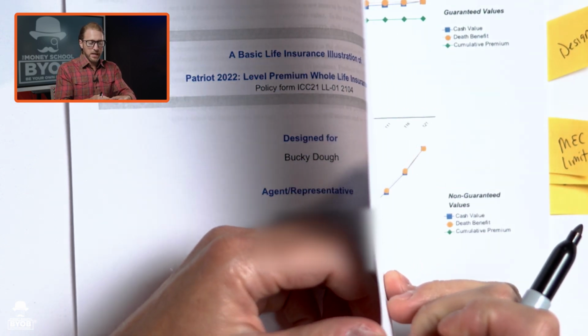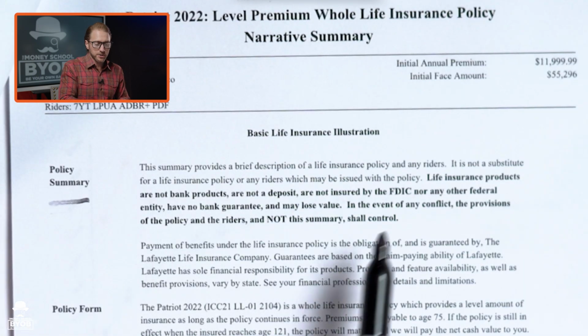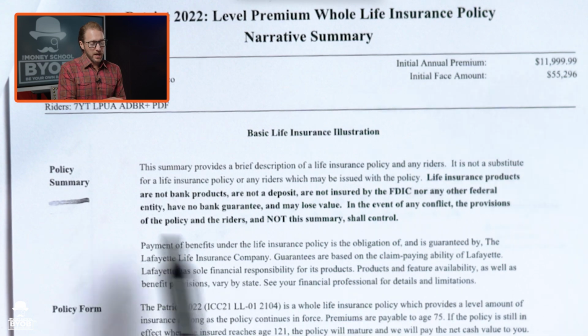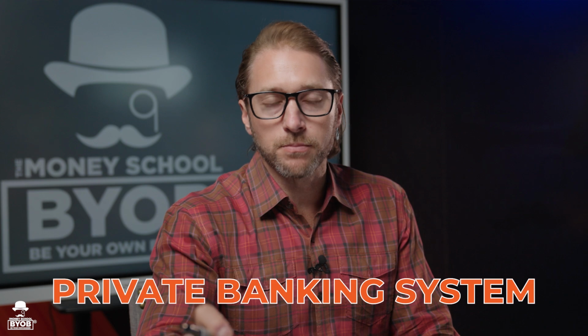As we go into the first page of this illustration, you're just going to get into a policy summary. All this is going to say is essentially that this is life insurance. So this is the most important line of the policy summary: life insurance products are not bank products. Now, I know we constantly use the term private banking system, but what we're referring to is the process called the infinite banking concept. The policy is a whole life insurance policy that is designed and engineered to maximize cash value in the early years. That's what we do.